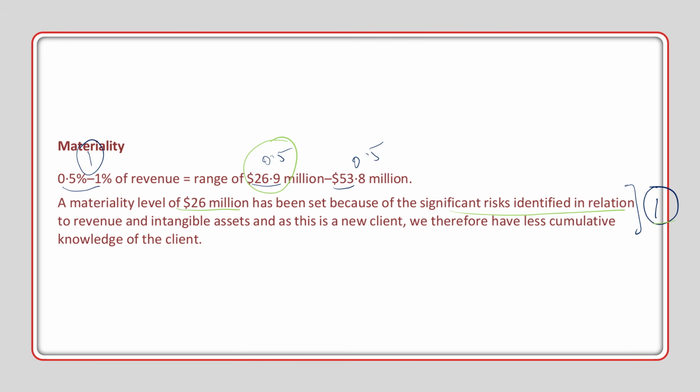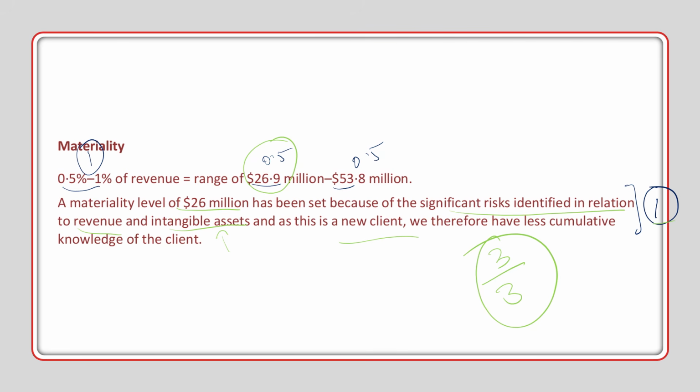Because significant risks have been identified in revenue and intangible assets. You could just stop here. And this is a new audit client, and we have less understanding of the business. I'm just using this as a justification for materiality. I'm not doing this as a part of my risk evaluation, the new client element. Remember, intangible assets was given in my procedures. So that was a hint that this is automatically going to be a risk in your scenario. So I could just use that as an example. So that's my 3 out of 3 technical marks, done very easily.